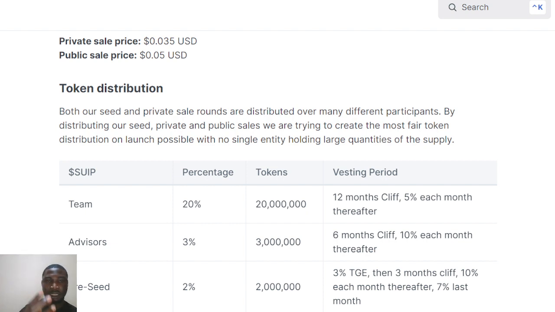And now we can see it. You can see this token. I believe everyone can see my screen. Okay, yeah, everyone can see my screen. So now you can see this token distribution. You can see the team.